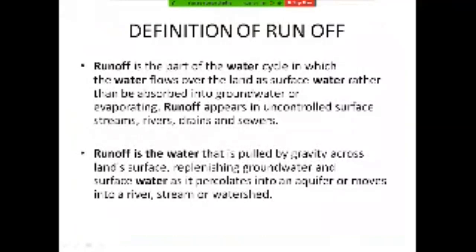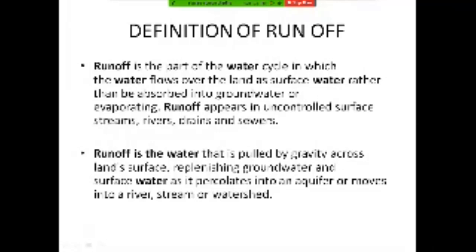So where does the water which has come to us in the form of rainfall go, and form into the runoff water? It forms small streams, and the streams will join into the rivers, and they then join into the sea or the ocean.